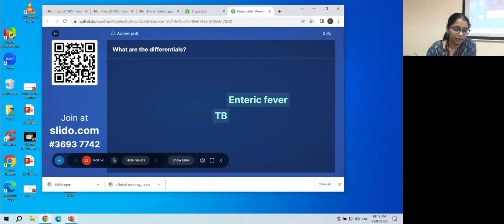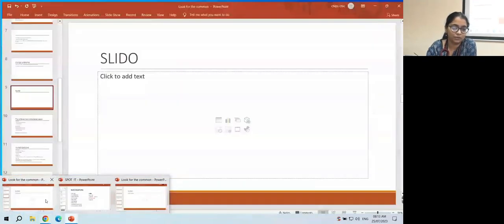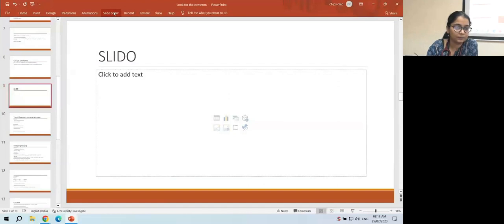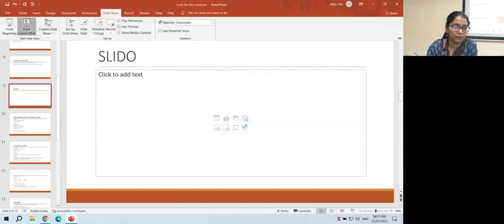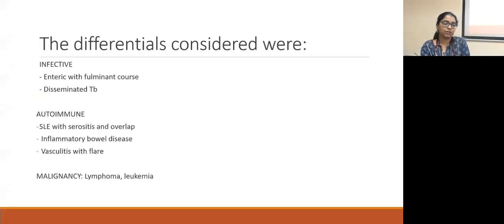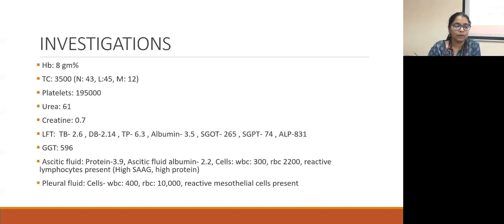Okay, so these were our considerations also when we saw this patient. So the differentials we considered were infective enteric with a fulminant course, disseminated tuberculosis, autoimmune SLE with serositis and overlap, inflammatory bowel disease, vasculitis with flare, malignancies like lymphomas and leukemias. These were the baseline investigations that we had.